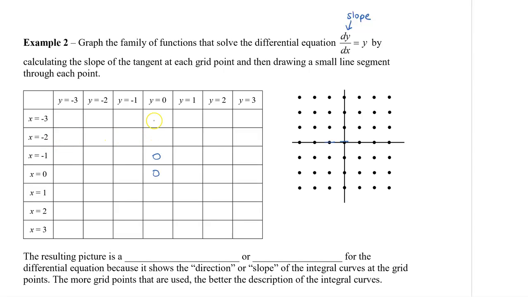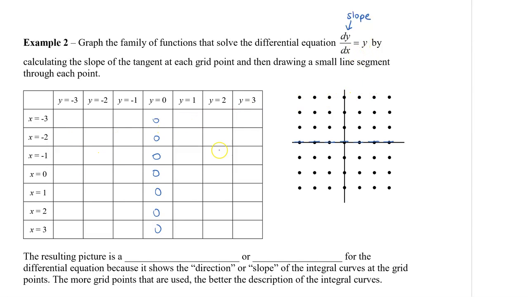When x is negative 2, y is 0; negative 3, 0. So you notice that all of these numbers here are 0, which means that everything along the x-axis, no matter what the x value is, the y value is still 0. And that's because the slope is only dependent on y. Let's take a look at a different column.